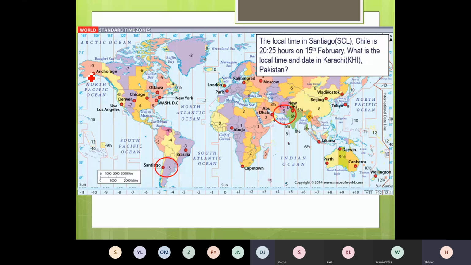Find the GMT first. So first you write down. Okay, Santiago, what is the GMT? Minus 3. Okay, and then Karachi is GMT plus 5. Okay, so it's the difference.